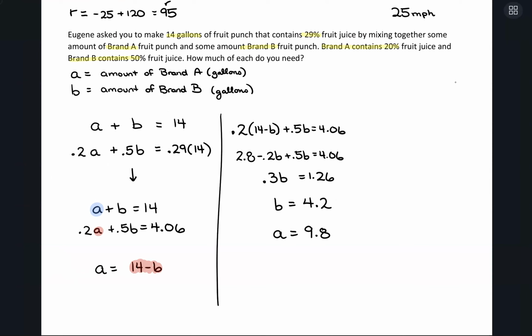Okay, so how much of each do you need? We need 9.8 gallons of brand A and 4.2 gallons of brand B. There we go. Okay, thanks for bearing with me there if you made it to the end of this, but hopefully that covers lots of scenarios for you to use as you work through word problems with our systems of equations.